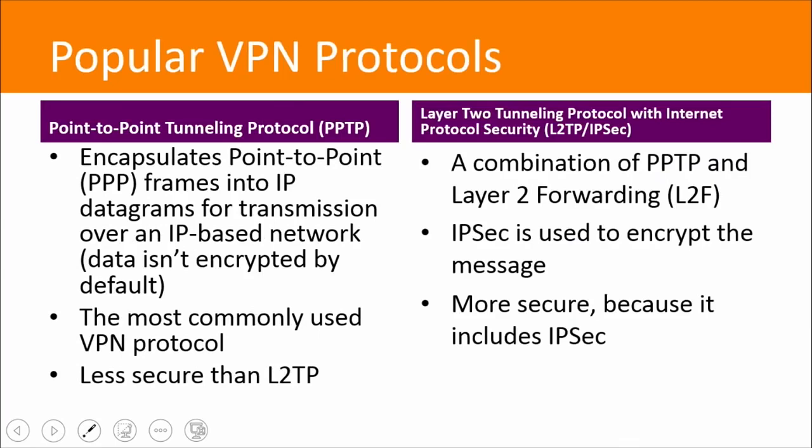When we implement VPN, we have a couple of different protocols that allow us to do it. Point-to-point tunneling protocol is the first one. It was the original protocol that was used. It encapsulates frames into IP datagrams. The data isn't encrypted by default. It still is the most commonly used VPN protocol, but it's really important to note that it's less secure than the protocol that we're about to talk about.